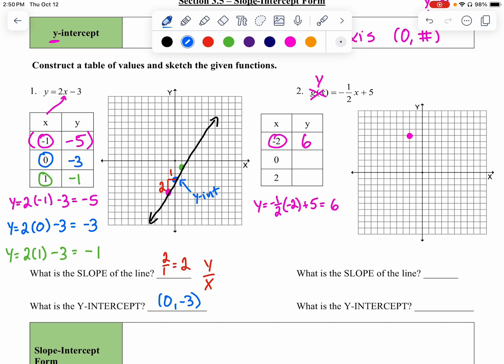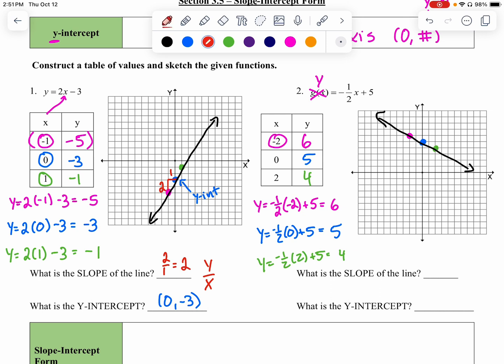And then I'm going to plug in 0. So y equals negative 1/2 times 0 plus 5. So 0 plus 5 is 5. I could graph the point 0, 5. And finally, plug in 2. So y equals negative 1/2 times 2 plus 5. That's negative 1 plus 5 is 4. So my final point is 2, 4. Once we have 3 points, we're going to draw a line through them and put those arrows on the end.